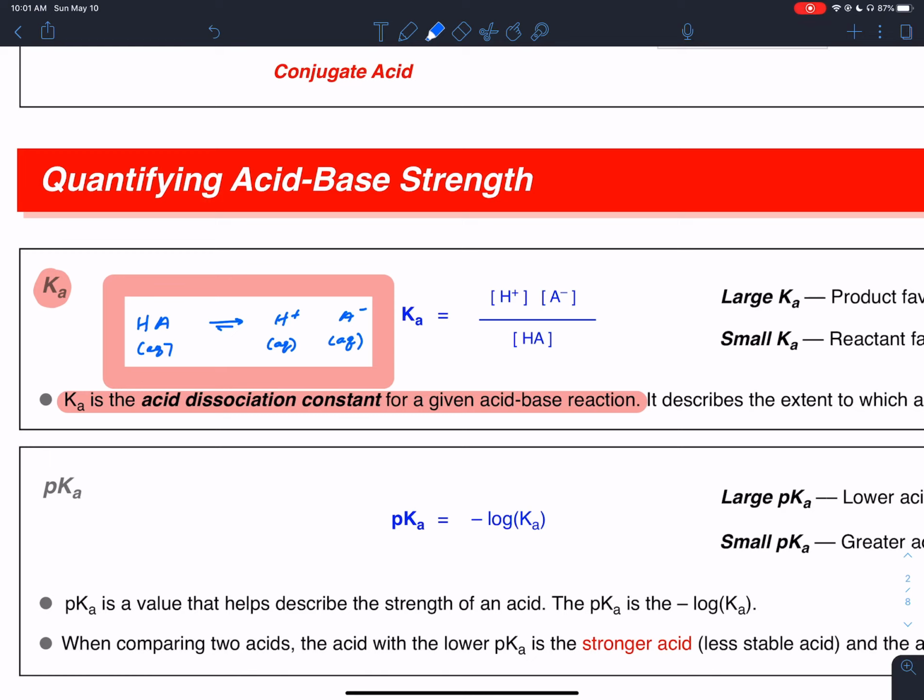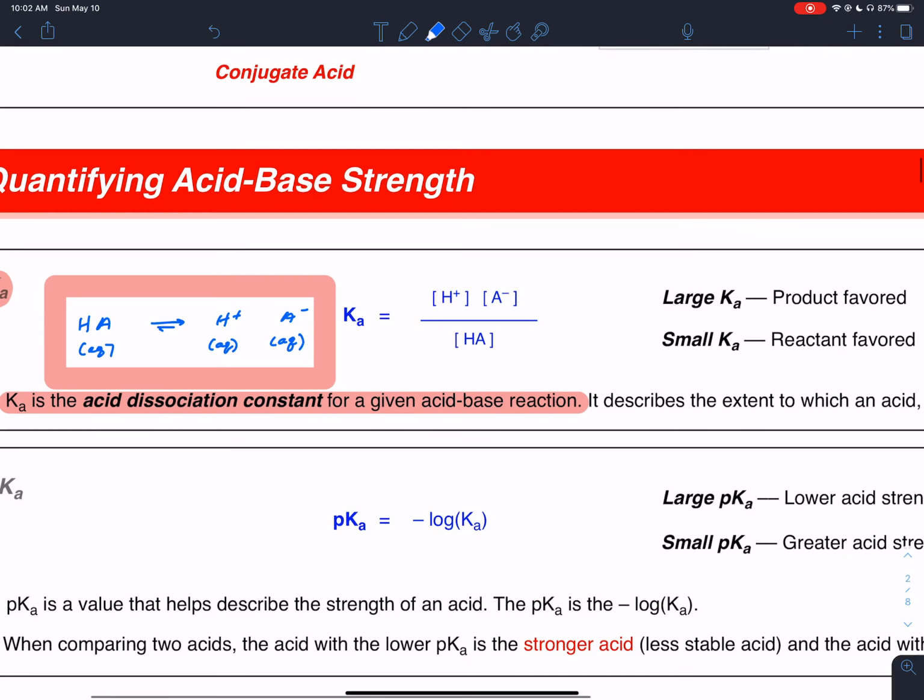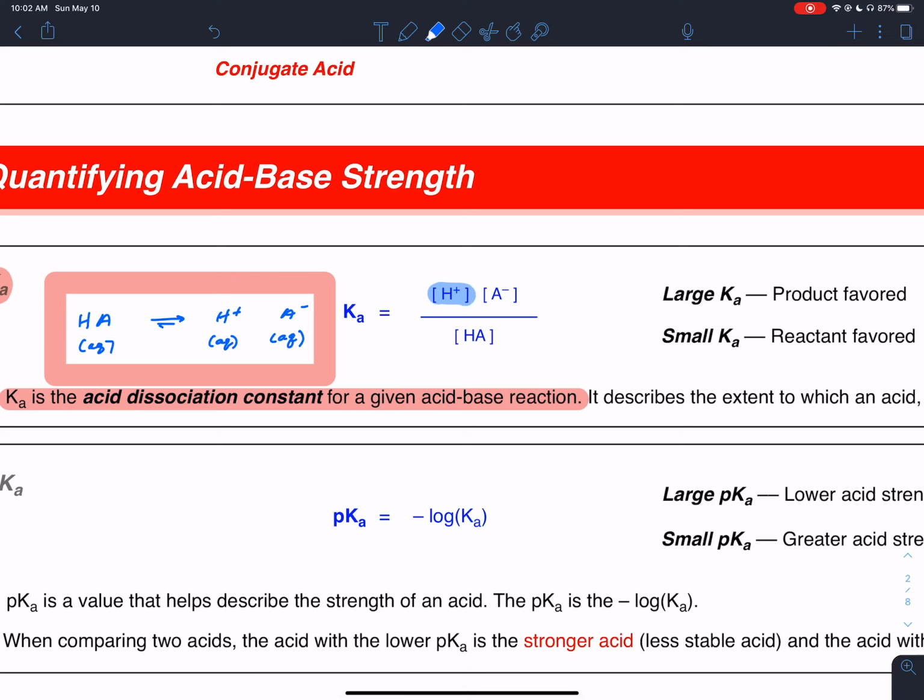And the extent to which we could quantify the dissociation of our acid HA can be calculated by this equation here. You take the concentration of your H+ aqueous multiplied by the concentration of your conjugate base divided by the concentration at equilibrium of your acid HA that is left.